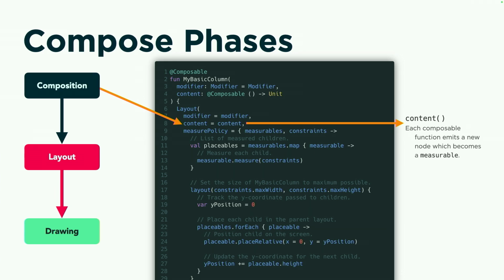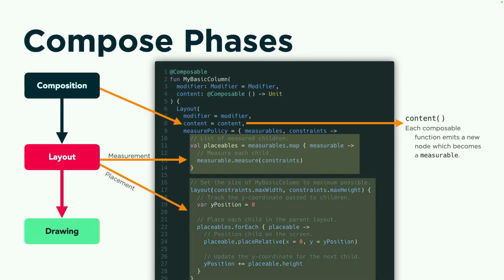Those things that will be shown, now that you've decided what they are, become measurable. In measurement, you are given some measurables. These measurables are a list of those nodes, those children that have been returned when you invoke your composable function. With your measurables, what do you do? Well, you measure them. Once something has been measured, it's been sized, it can now be placed. So it becomes a placeable.